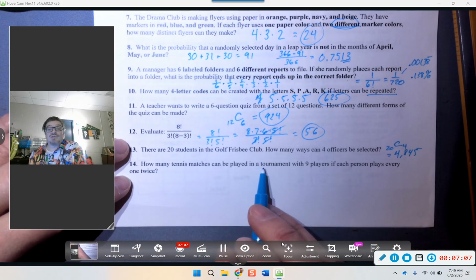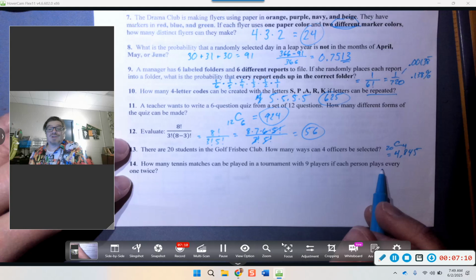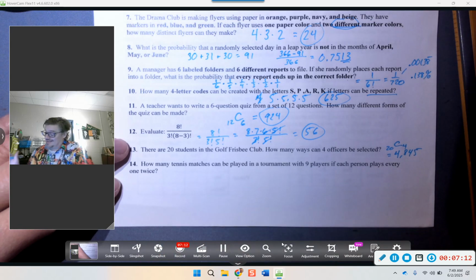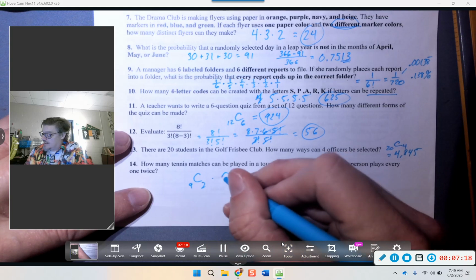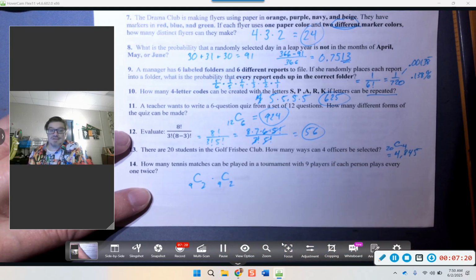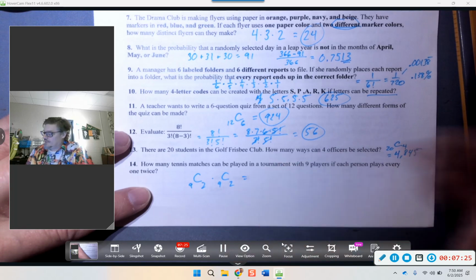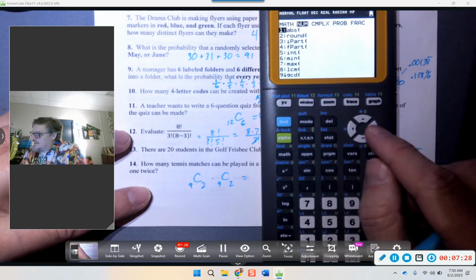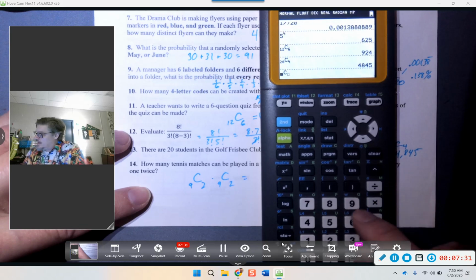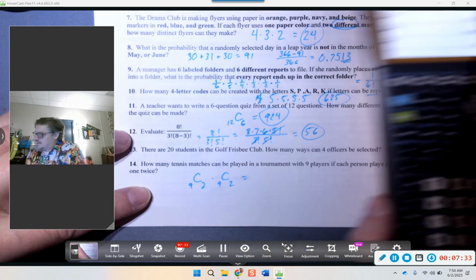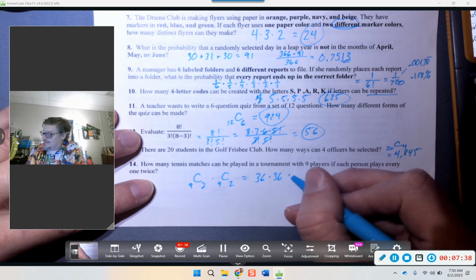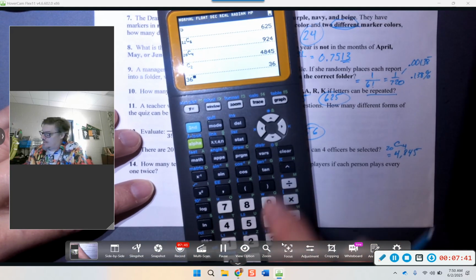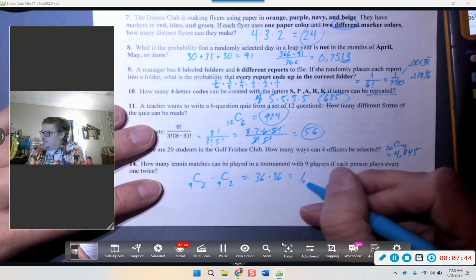How many tennis matches can be played in a tournament with 9 players if each person plays every one twice? So this is a little different. This is a combination. You got 9 players, and you're going to do that twice. So first match, second match. So let's just figure out what the combination is here. 9 choose 2. That's 36. So we're going to get 36 combinations for the first match. And then you got 36 combinations for the second. So 36 squared is 1,296.